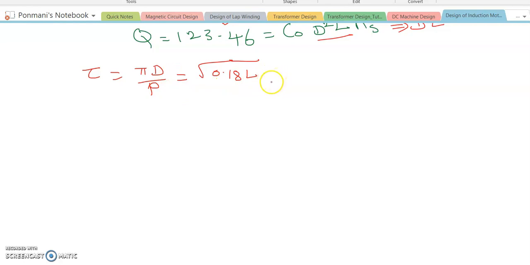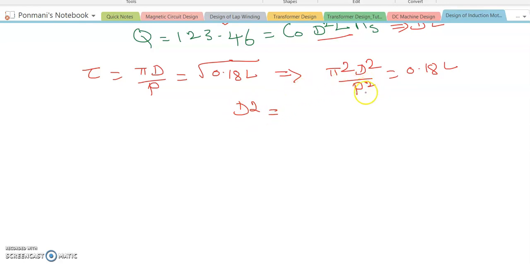So from this equation we can get either D in terms of L or L in terms of D. Here we can get D square, because this equation can be written as pi square D square by P square is equal to 0.18 L. So that directly you can get D square from this equation, and that will be 2.6.